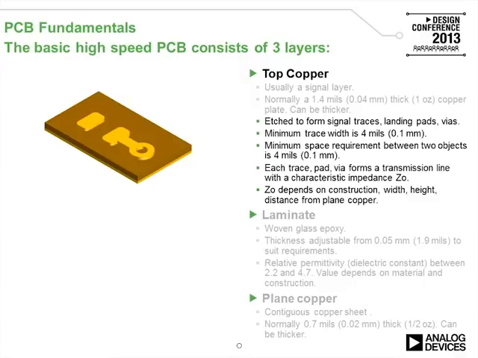One thing to note is that each trace, pad, and via forms a transmission line with a characteristic impedance. Characteristic impedance depends on the construction, the width, the height of the trace or the shape, and the distance from the plane underneath.